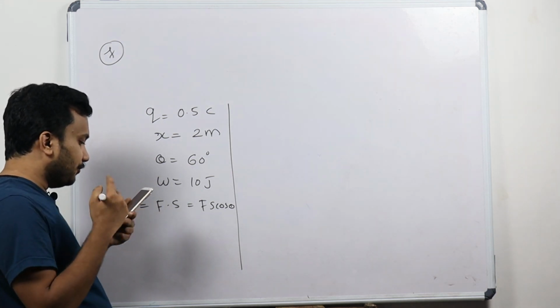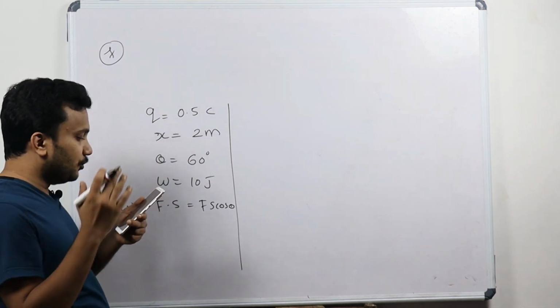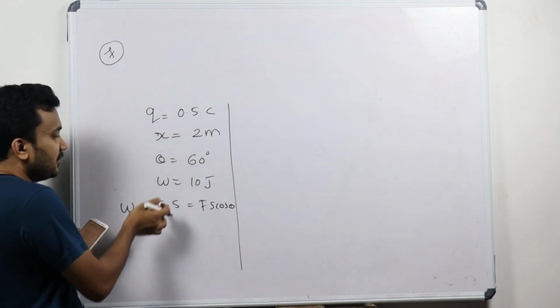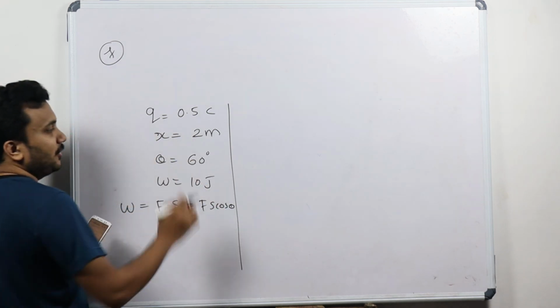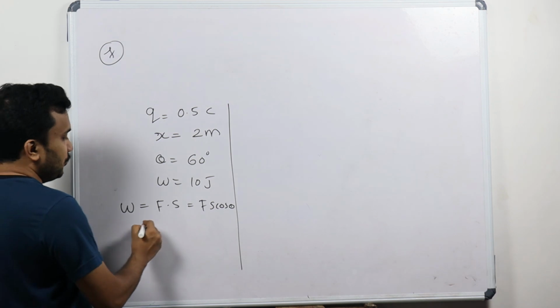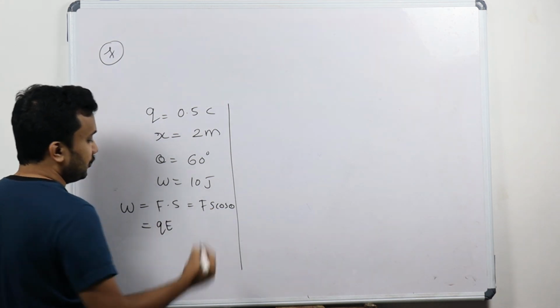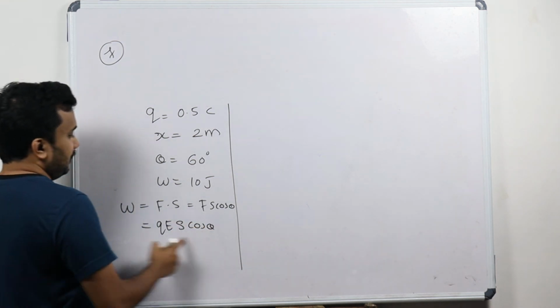The work done in moving the charge 0.5 coulomb through a distance 2 meter along the direction making an angle, which means this force with respect to the direction of displacement making an angle equal to 60 degree. So that is given there. Now we'll substitute. What is work? Force, which will be equal to QE, the electrostatic force, into displacement into cos theta. All the factors are given.